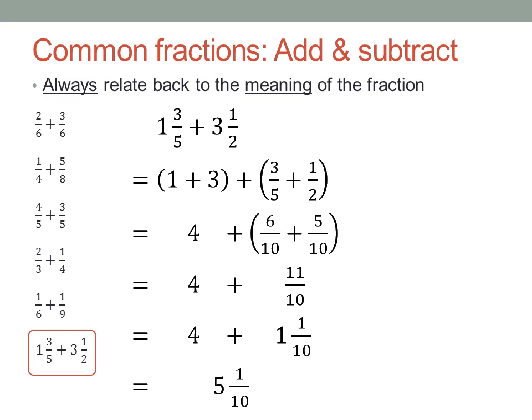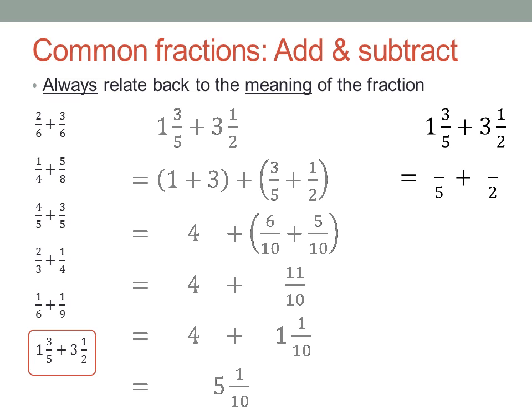A bit confusing at the end there? Let me show you the other way. Convert to improper fractions first. 1 whole is 5/5 plus another 3 makes 8/5. 3 wholes is 6/2 plus 1 makes 7/2.